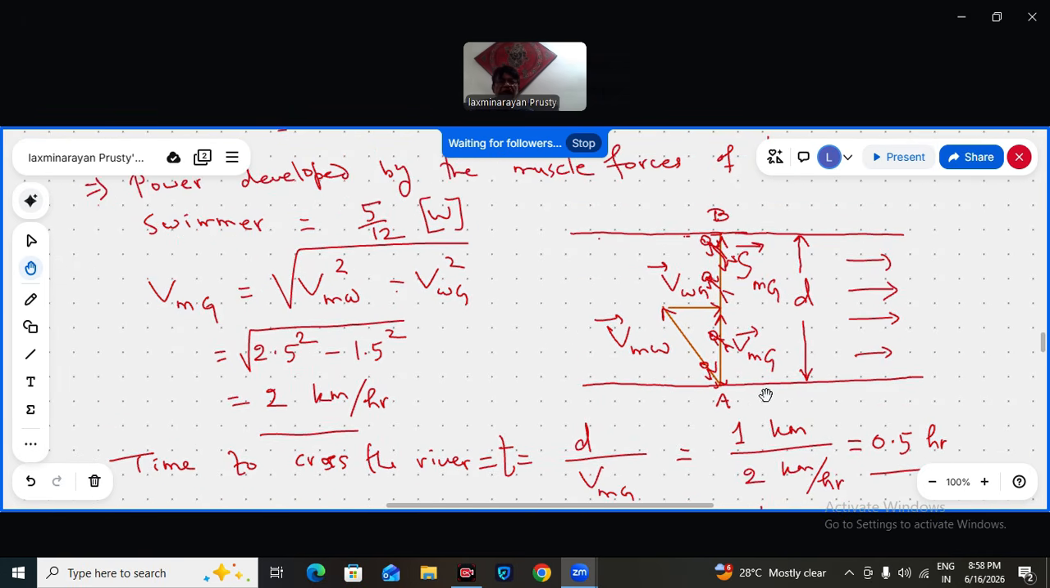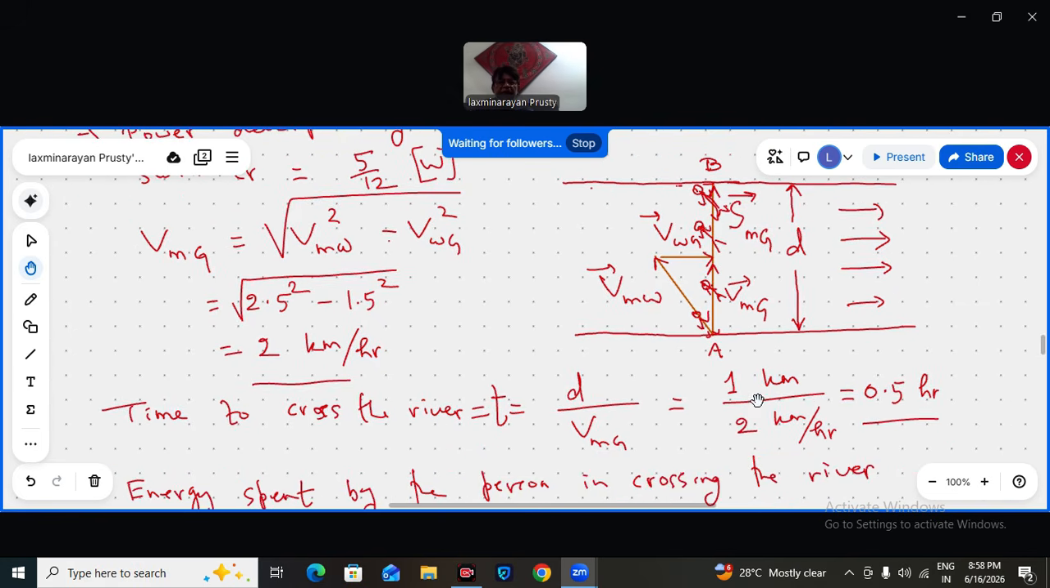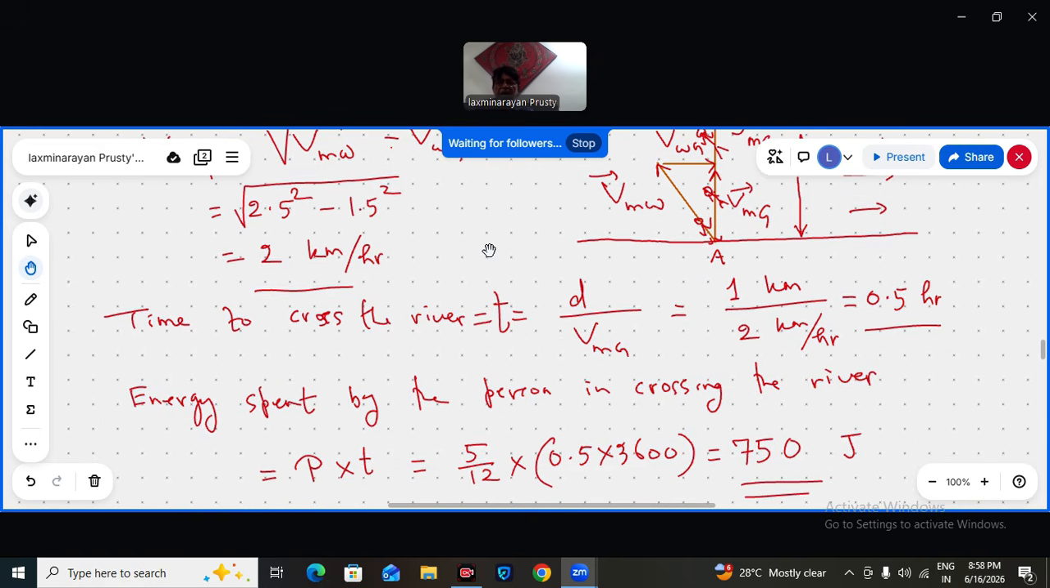So how long will it take to go from A to B? It is D divided by VMG. That is 1 kilometer divided by 2 kilometer per hour, 0.5 hour, half an hour it will take. So it will cross the river in half an hour.